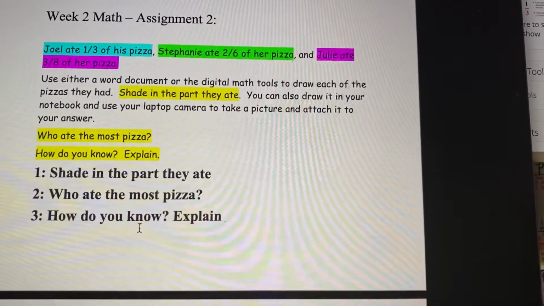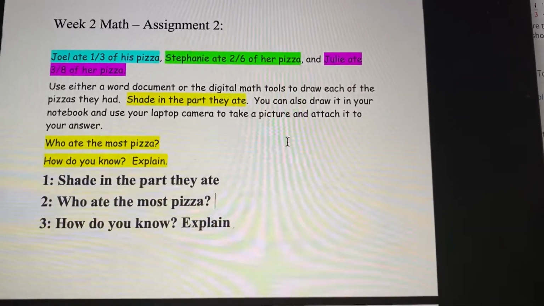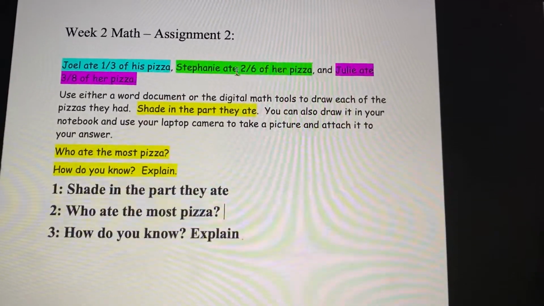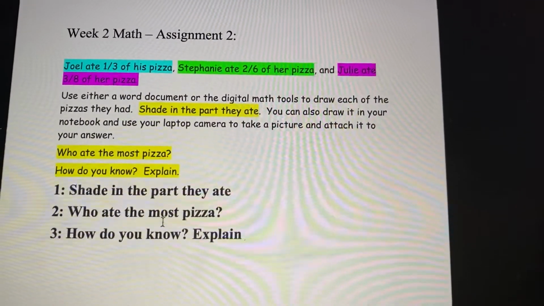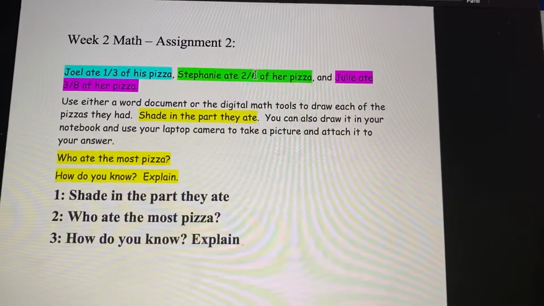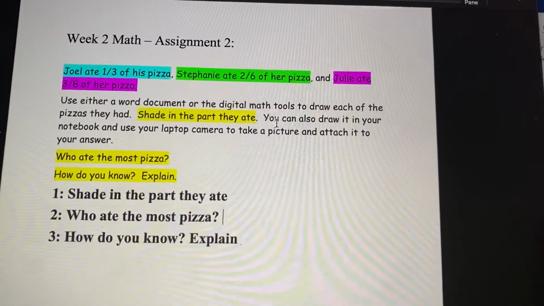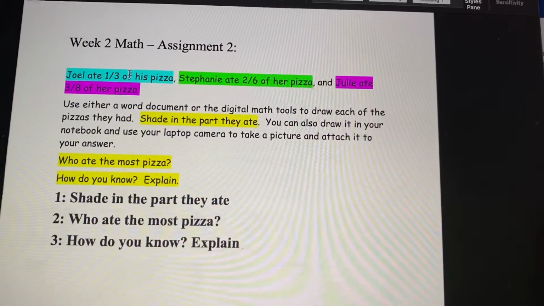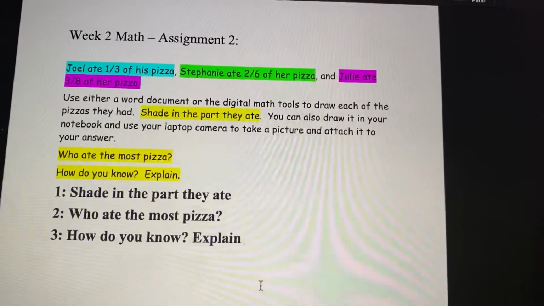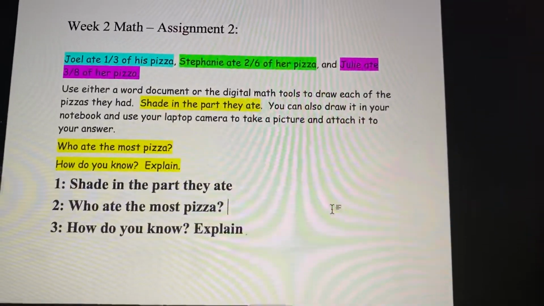Question 3, you have to explain to me why that person ate the most. So let's say, again, this is not the right answer, I'm just saying, let's say Stephanie ate the most pizza, okay? You have to explain why. You have to tell me, well, the denominator is this, and she ate this much because this is what the numerator tells me. If I were to compare Stephanie's pie with Joel's and Julie's pie, this is why Stephanie ate the most. So you have to give me some explanations.